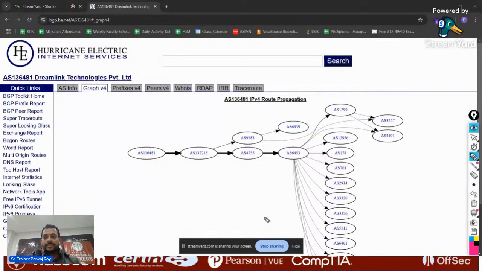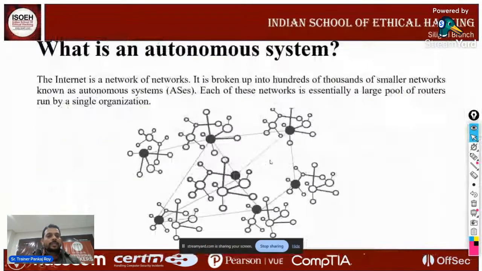Go back to the slides. Look at that. What is an autonomous system? The internet is a network of networks. It is broken up into hundreds of thousands of smaller networks known as autonomous systems. An autonomous system is not just one or two computers or routers; it can be more than 200 or 500, or a minimum of one router, that is assigned an AS number.